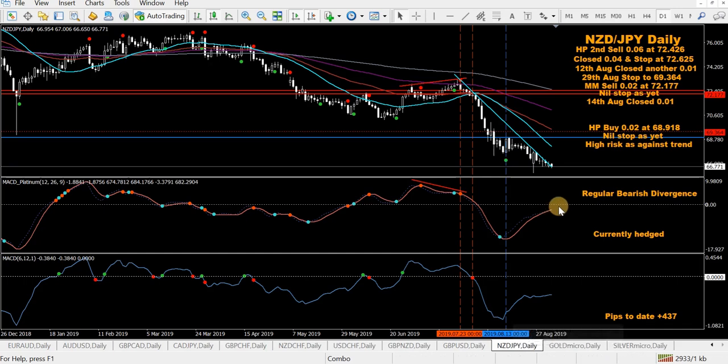New Zealand Japanese yen, like a lot of these other pairs, two old sells, took a buy, and it's gone basically down against me, but it's currently hedged. You can read my notes there.